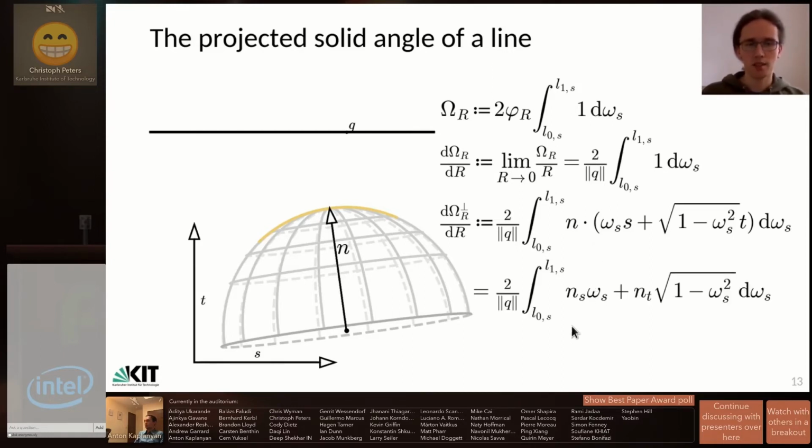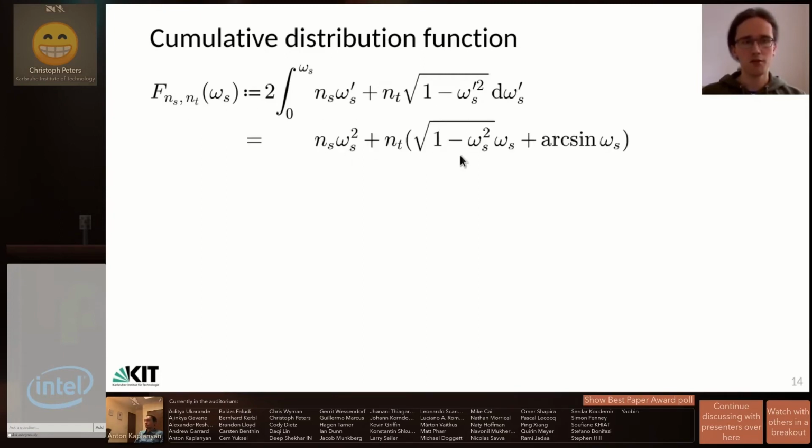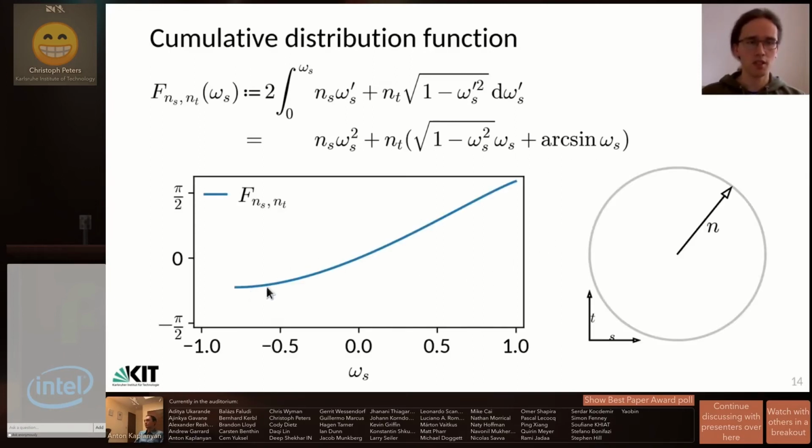We can rewrite this integral a little bit by introducing variables ns and nt for the s and t coordinates of our normal vector, and then this is our final formulation for the projected solid angle of a line. Let's look at this integral a bit more closely. I've given it a name now, it's called f, and solving this integral is fairly easy. This is what the indefinite integral looks like. We can also plot it, and of course it's not just one function, it's a family of functions that depends on how our shading normal relates to the linear light.